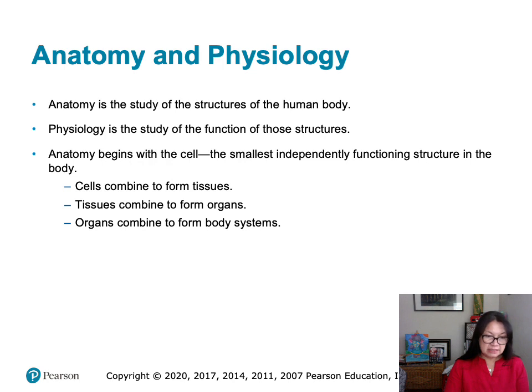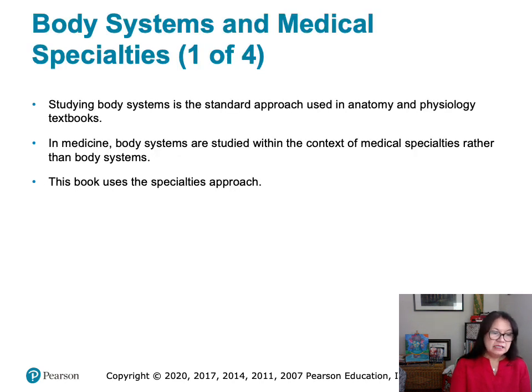Anatomy begins with the cell, the smallest independently functioning structure in the body that can reproduce itself. Cells combine to form tissues, and tissues combine to form body organs. Several organs and related structures combine to form a body system. Studying body systems is a standard approach used in anatomy and physiology textbooks and many medical terminology textbooks.